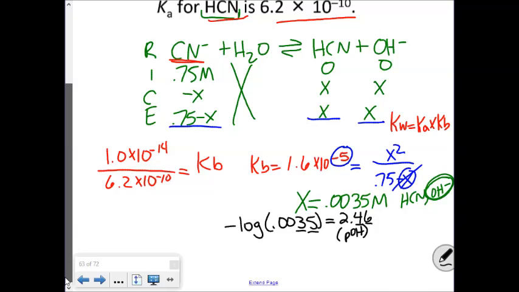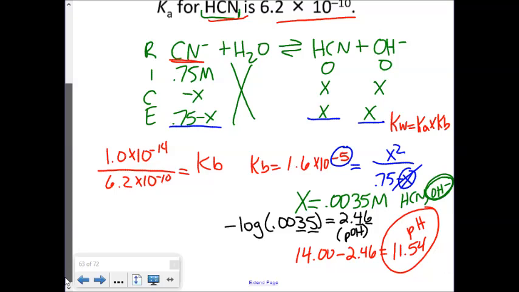Remember, since this has 2 significant figures, that's 2 decimal places to the right. Now what can I do to figure out the pH? 14 minus, and I get 11.7, no, 54. 11.54. Thank you. This is now my pH. So, for the salt ones, pay attention to which Ka or Kb value they give you. You might have to do the Kw equation with it. Still is kind of the same idea of the ICE chart, figuring out the amount ionized, and then being able to go and figure out the pH from that.